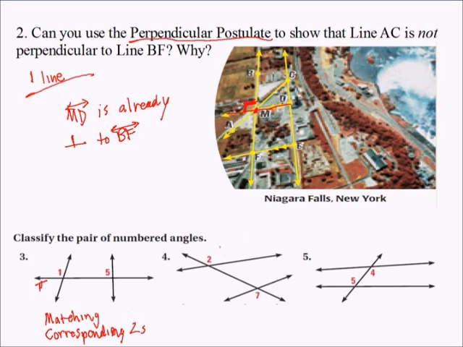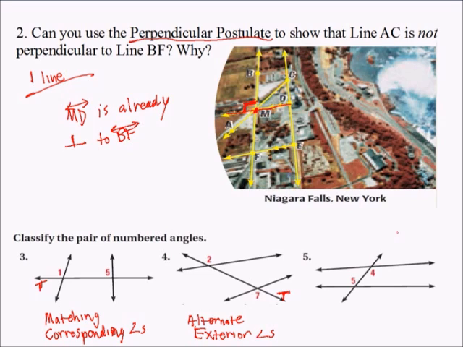Right here, 2 and 7. Here's my transversal right here. They are both outside my two lines, and they're on opposite sides of my transversal. This one's on the right, this one's on the left. So I have alternate, because they're on alternate sides of my transversal, and they're on the outside. So it is alternate exterior angles.